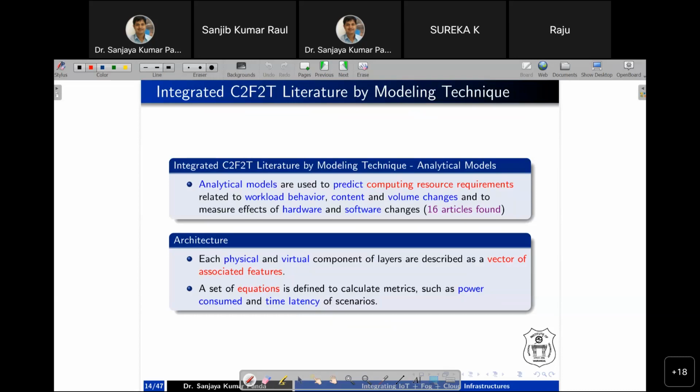The computation may be one of the vectors, storage may be one of the vectors, quality of service, if you are considering, that can be considered as one of the vector components, right? And based upon the workload of different types of task, based upon the volume of the data, based upon the content of the data, how sensitive that particular content is, you can design the vectors. So here, they formed that in the form of analytical modeling, where they specially considered two factors. One is power consumption factor, another is time efficiency.